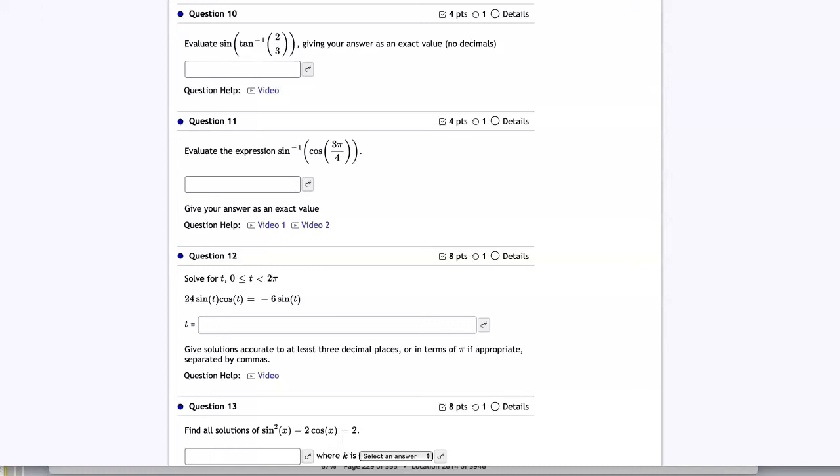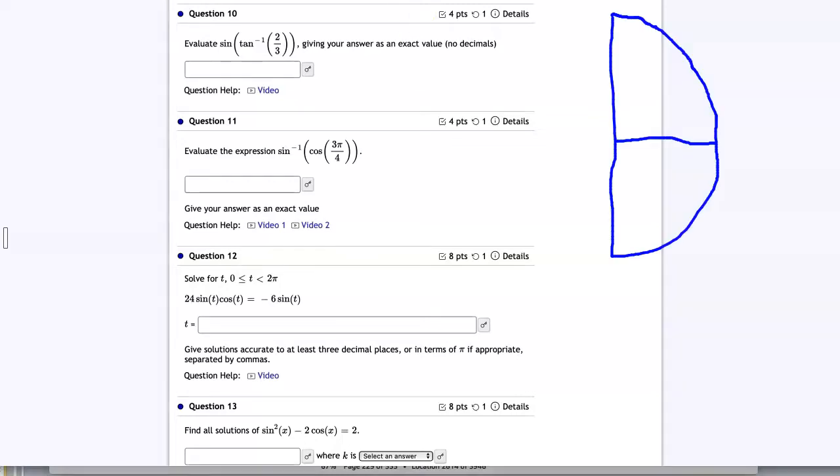Continuing now with question number 10. Questions 10 and 11 do not require you to show your work, so all you need to do is draw some triangles and then figure out your answer based off those triangles. So let me do that for you.